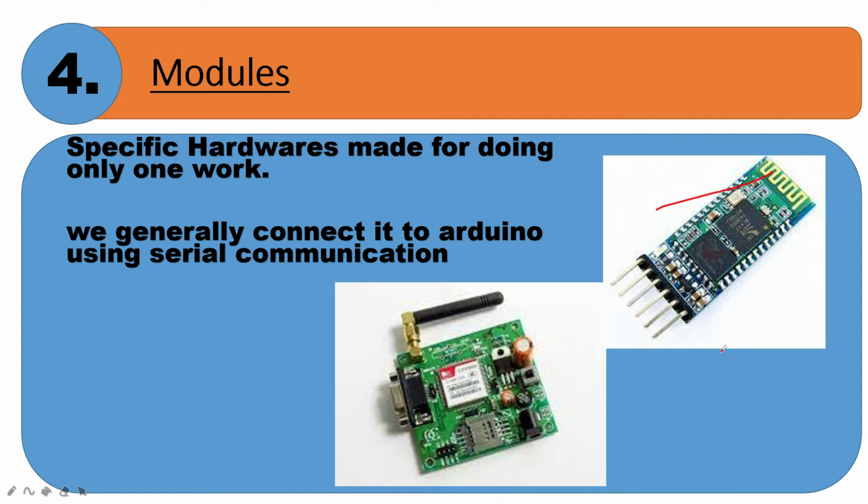So we use serial communication to connect this HC05 Bluetooth module with Arduino. And this is a GSM module. Now with GSM modules you can make calls, you can receive messages, you can talk to anyone and many other things. This GSM is just like your phone, okay. So you need to install a SIM at this place and then you can use it.